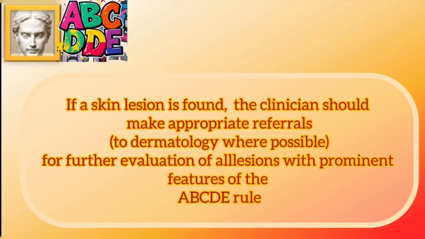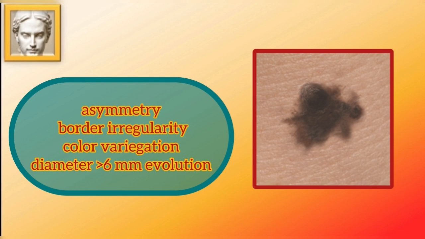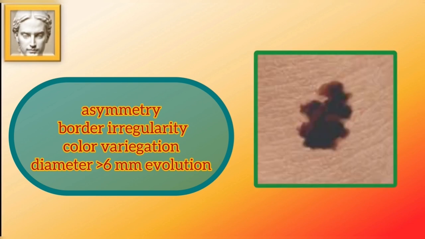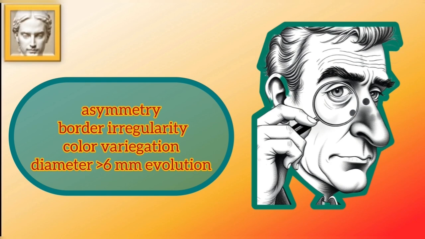So, if a skin lesion is found, the clinician should make appropriate referrals to dermatology where possible for further evaluation of all lesions with prominent features of the ABCDE rule. Let's see what the ABCDE rule is. Asymmetry. Pay attention to this picture. Border irregularity, the irregularity of the border of this lesion. Color variation, you can see some types of color in this lesion. Diameter more than 6 millimeters, and evolution during the time.